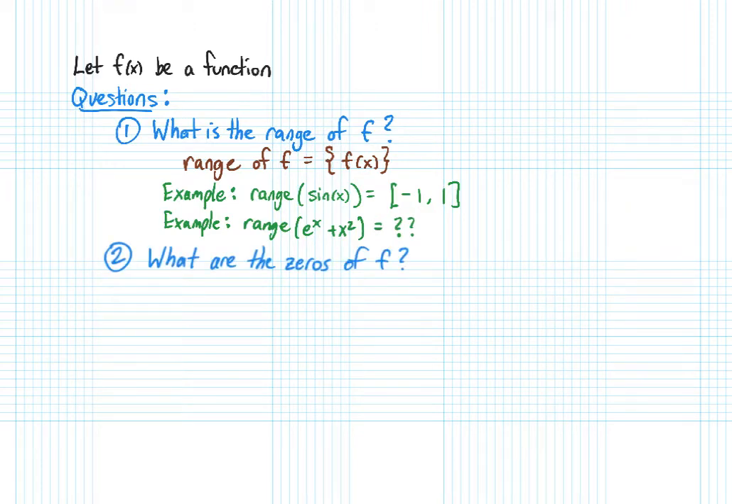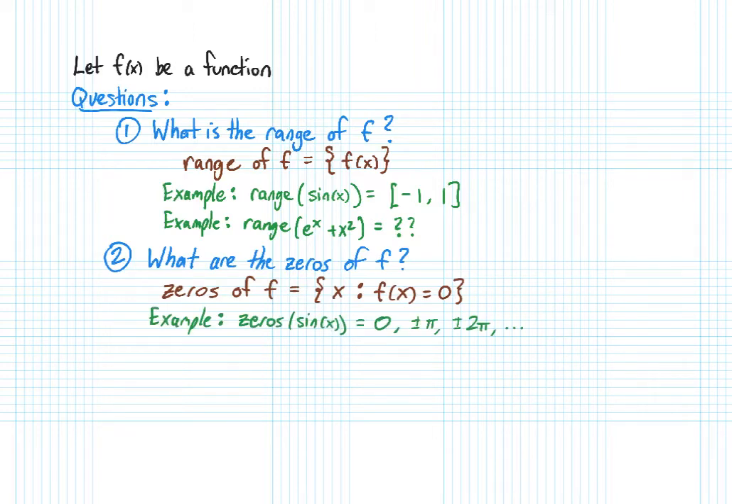Anyway, another question you could ask is, what are the zeros of f? The zeros of f are defined to be the x values such that f of x is equal to 0. So for example, the zeros of sine of x are 0, plus or minus pi, plus or minus 2 pi, all of the multiples of pi, because those are the x values which, when you plug them into sine of x, you get 0. And again, this could be complicated to calculate in general. For example, what are the zeros of e to the x minus sine of x? The answer is, I don't know.